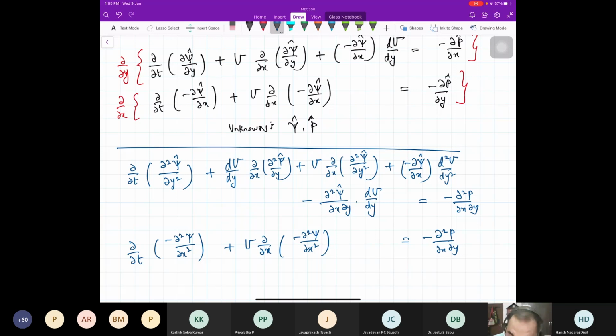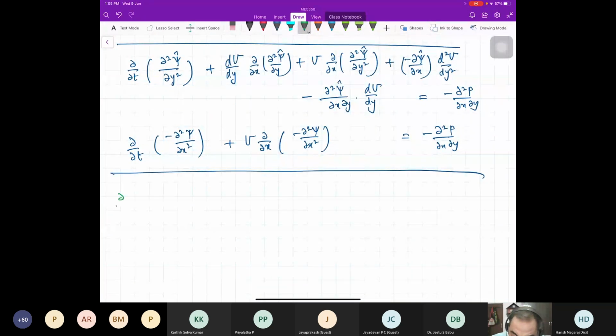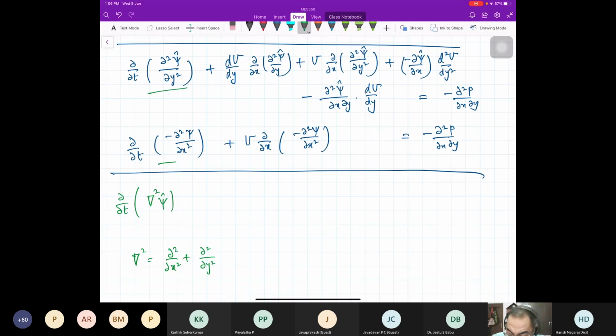I'll choose yet another color. If I subtract one from the other, what do I have? I have del by del t of, I can combine the time derivative terms. What do I have now? I have del square of psi, where del square is nothing but del square by del x square plus del square by del y square. I can combine the two. Okay, that's the first one. So these two are done.